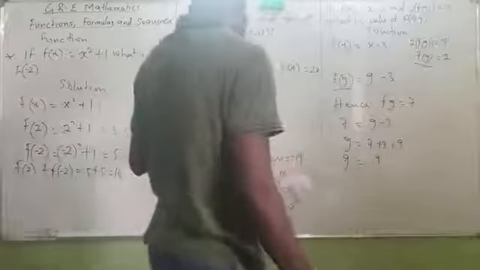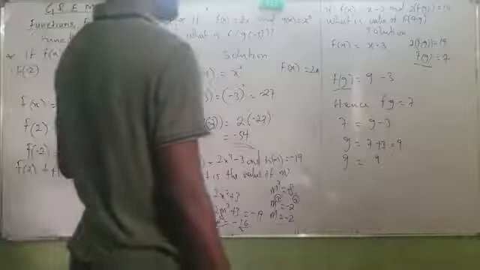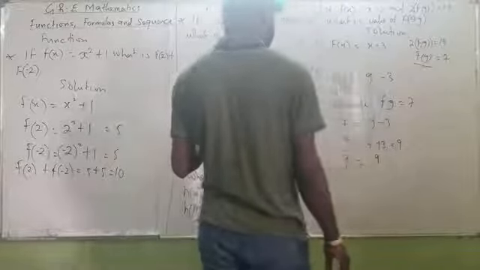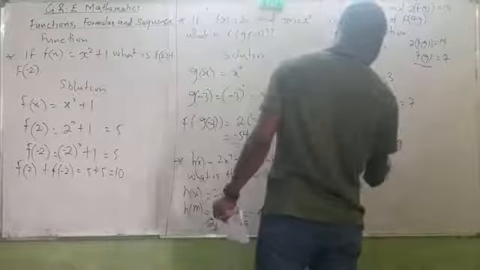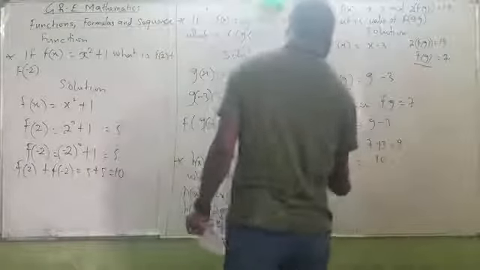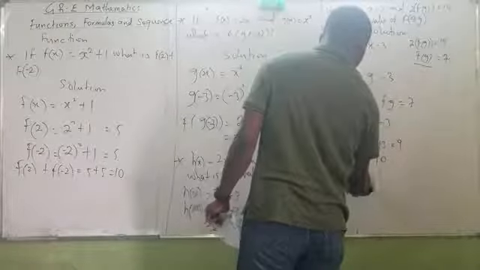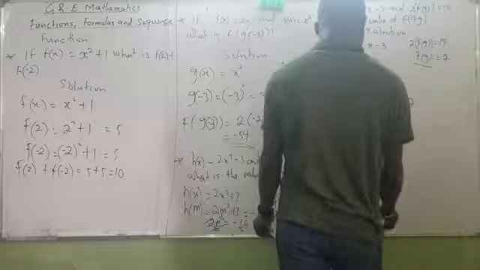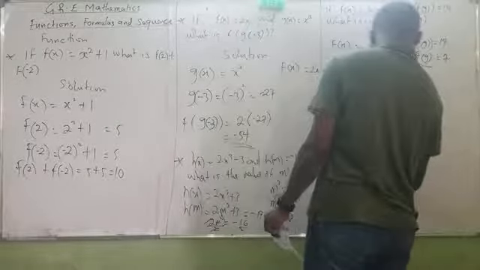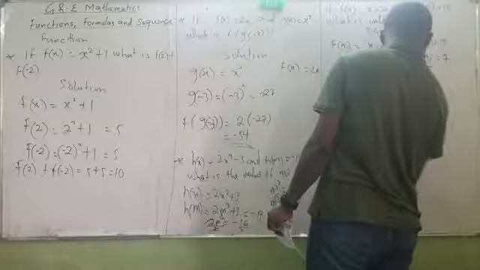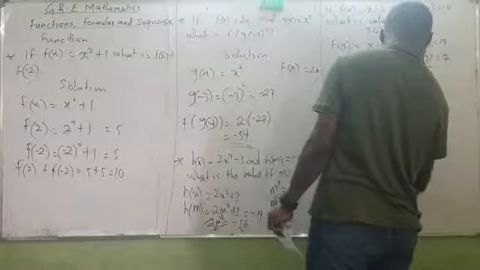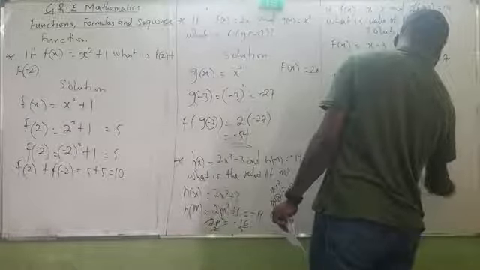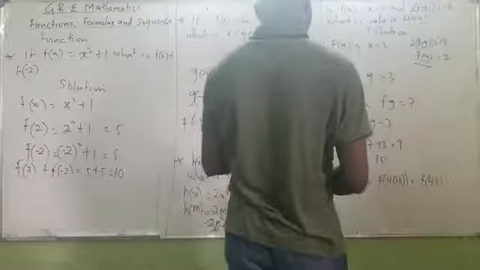Now, can we stop here? No, I cannot stop here. Now I can say that f of 4g, what is my 4g? It means I'll be having f of 4 times 10, which is f of 40. That is what we are talking about there.